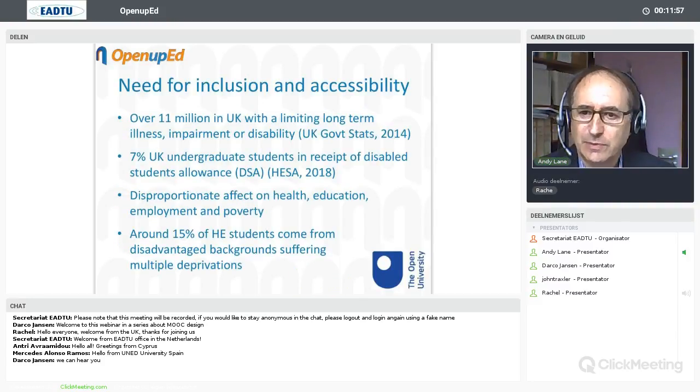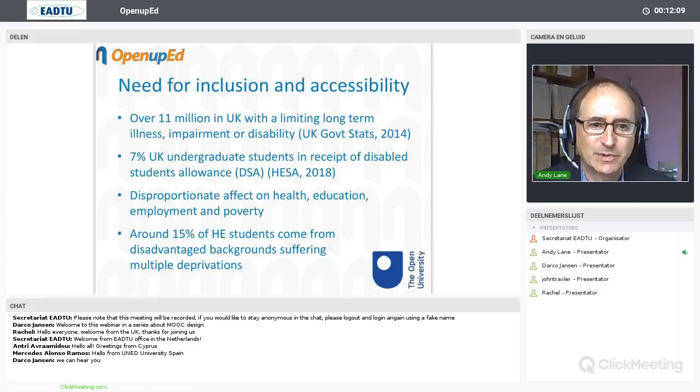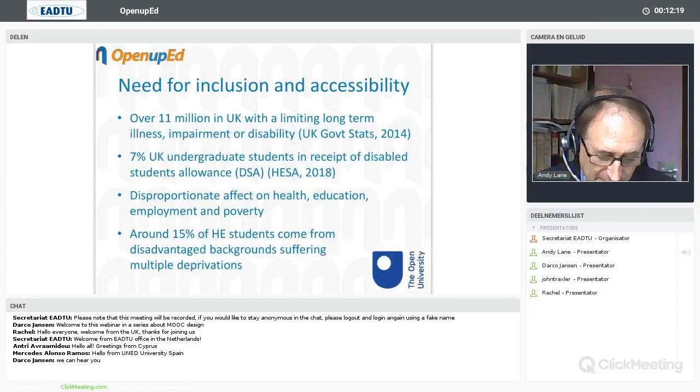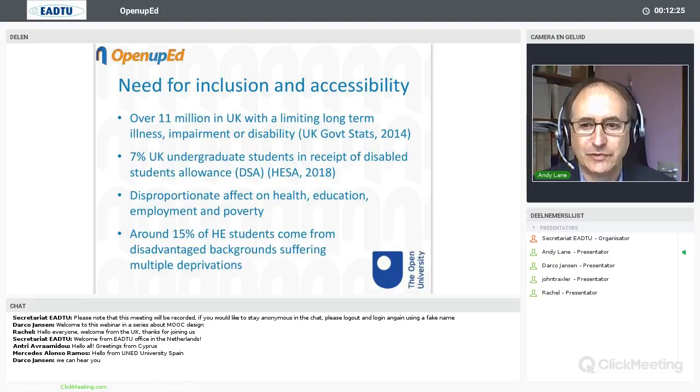So I'm just talking about the UK here, but you'll probably be familiar with similar figures in your own countries or elsewhere. In the UK, as it says there, about 11 million people have a limiting long-term illness, impairment or disability. It's 2014 figures, and 7% of UK undergraduates are in receipt of what's called the Disabled Students Allowance, which you can get. But in the UK, 3 times more disabled students have no formal qualifications compared to non-disabled students.